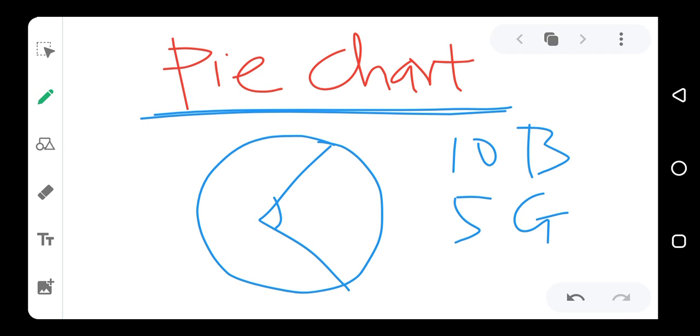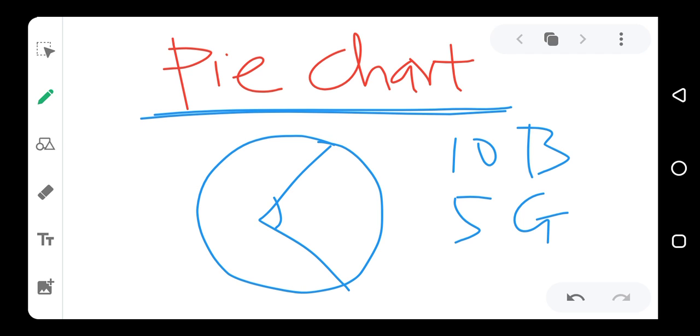It's called a sector. So for us to represent this, to get the sector for boys and the sector for girls, we have to know the total number of people in the class, which is the total number of boys and girls in the class. So that is 15. Then the next thing we want to do is to get the sector for the boys and the sector for the girls.